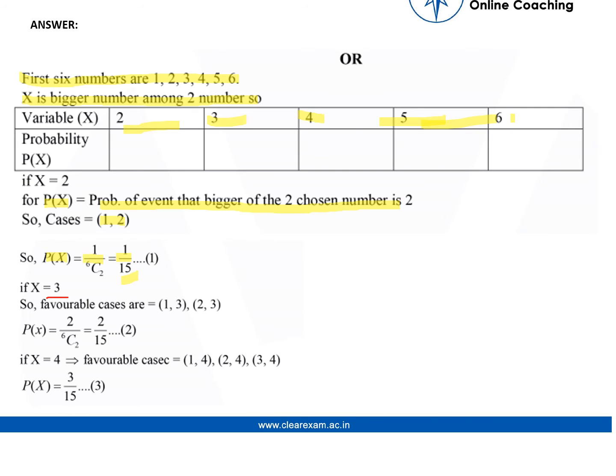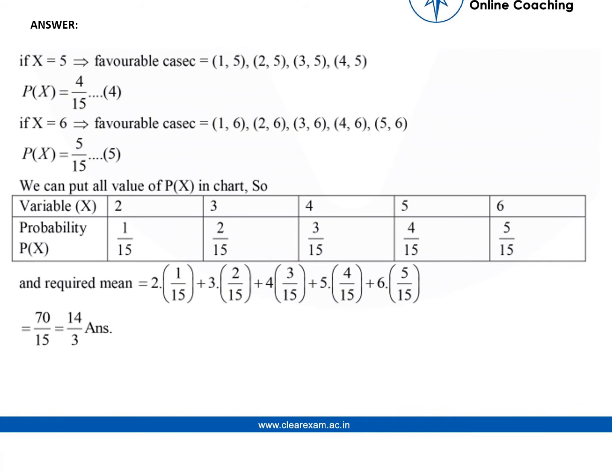If x is equal to 3, the favorable cases are 1 comma 3 and 2 comma 3. P(x) is calculated as 2 upon 6C2, that is 2 by 15. If x is equal to 4, favorable cases are 1 comma 4, 2 comma 4 and 3 comma 4. P(x) is calculated as 3 upon 6C2, so basically it comes to 3 by 15. If x is equal to 5, favorable cases increase to 1 comma 5, 2 comma 5, 3 comma 5 and 4 comma 5. So P(x) is basically 4 by 15.